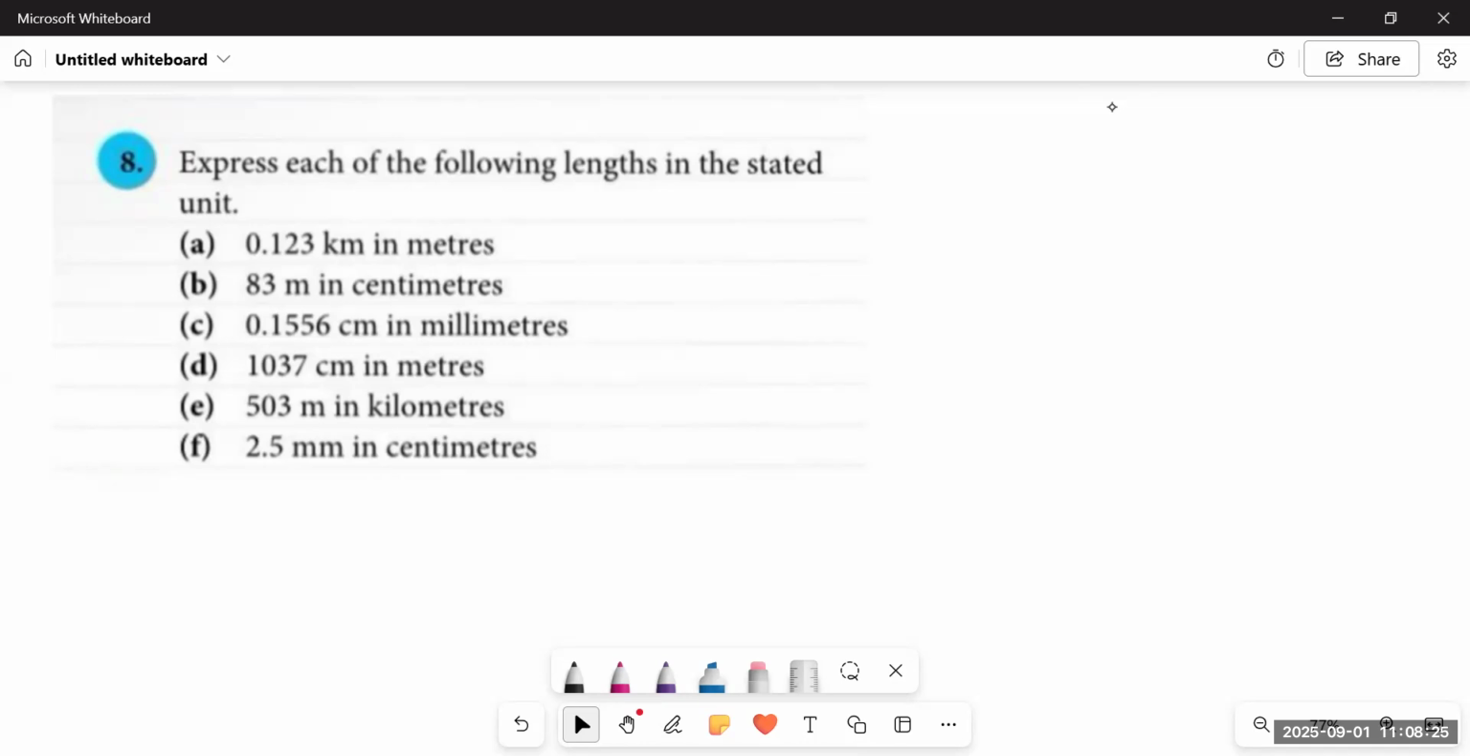This is exercise 3B of chapter number 3, Think New Syllabus Mathematics Book 1. We have already done the previous questions earlier. So now let's move to question number 8, which is related to the conversion of one unit to the other.